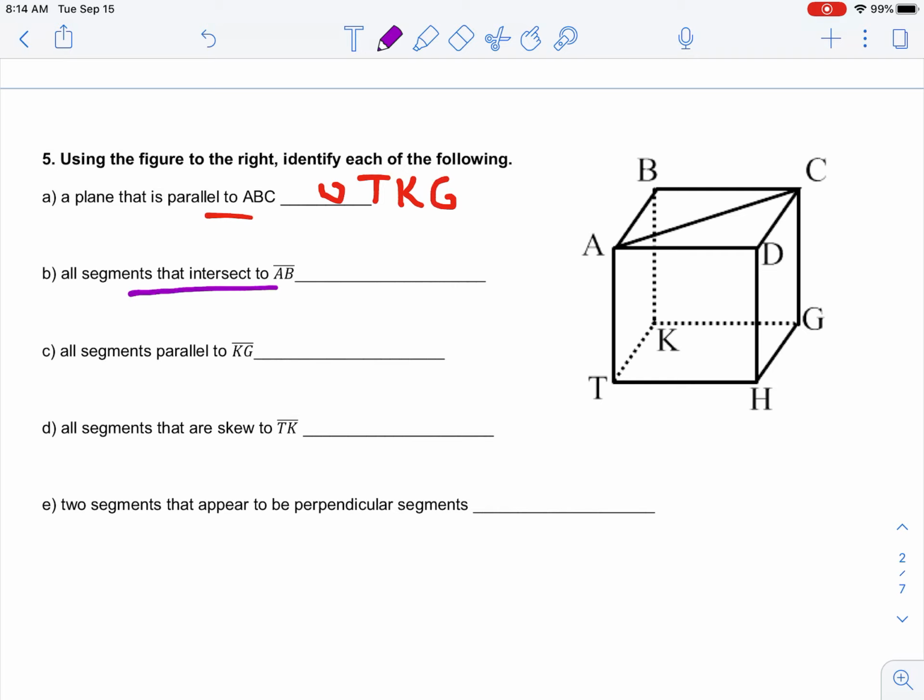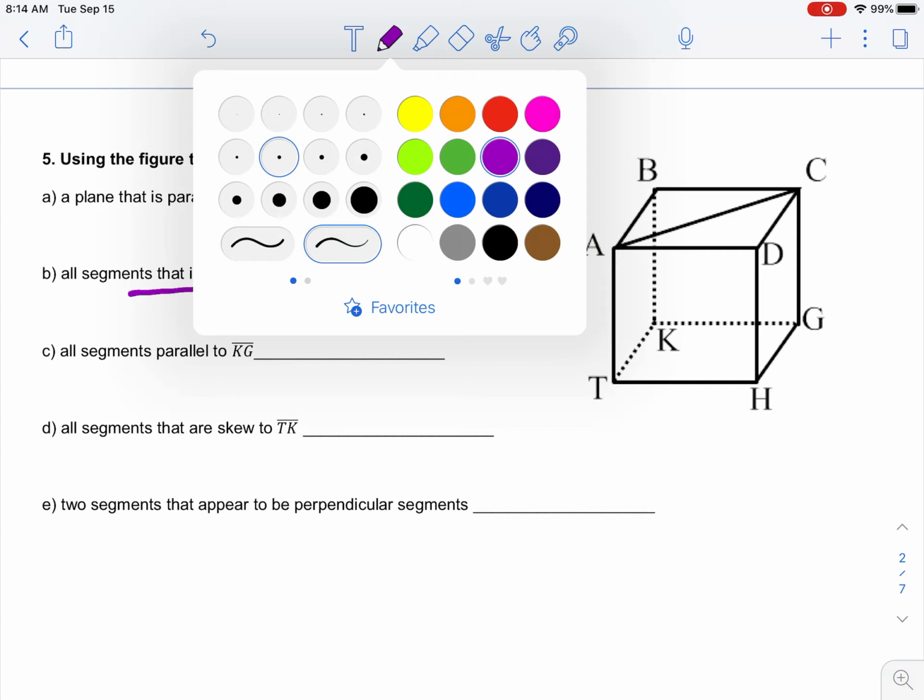Name all segments that intersect AB. So here's AB. We want to name any segment that runs into that. Notice TA, if I trace that, I hit A, so I intersect. I could say DA. If I trace that, you'll notice I intersect that original line. I could say CA. Notice if I trace that, I run into the line. Or I could say CB. If I trace that, I hit the line. So intersect means we hit one of the 2 points of the original segment they gave us.